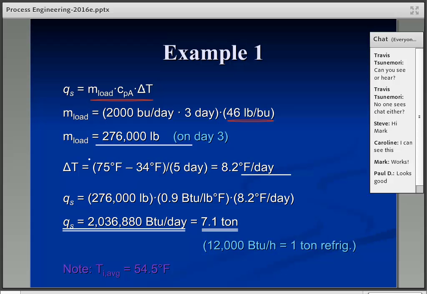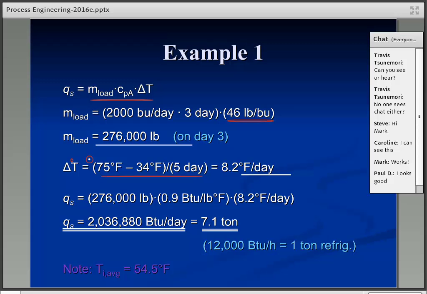Okay, then the temperature change was specified in the problem as from 75, the ambient condition, down to 35 over a 5-day period. I'm calculating that here, and you see my dot that I was trying to fix. This dot should be over the delta t. So delta t dot is what we're calculating here. That's the other problem that I mentioned.